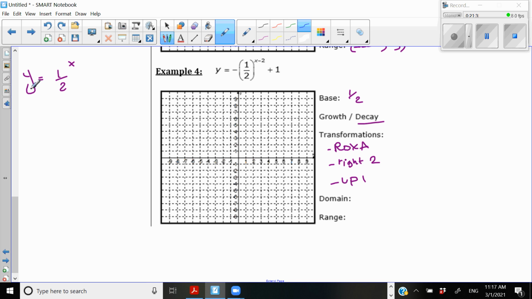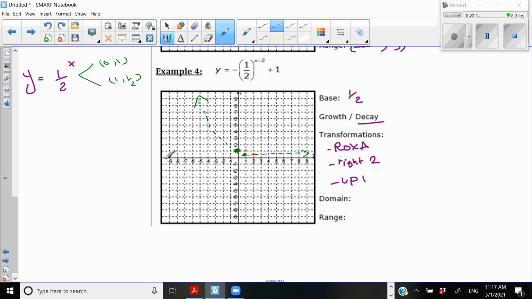So let's see. The parent function, as we graphed before, has these 2 points: (0, 1) and (1, 1 over 2). So 0, 1, 1, 1 over 2. This is my parent function. Now, we move this right 2. As I move this right 2, these 2 points are going to be moved right 2. So this point is going to be here, and this one will be here. This is the first thing that happens.